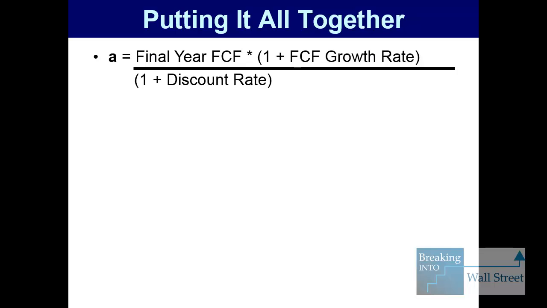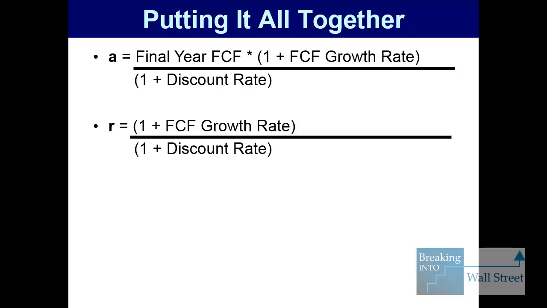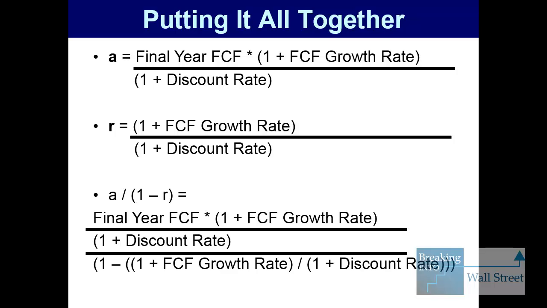So A is just equal to the final year free cash flow times 1 plus the growth rate divided by 1 plus the discount rate. Straightforward. R is equal to 1 plus the free cash flow growth rate divided by 1 plus the discount rate. So A divided by the term of 1 minus R is this fraction that you see here on screen. I'm not even going to attempt to read this off. It's just easier to look at it yourself and see it all visually.